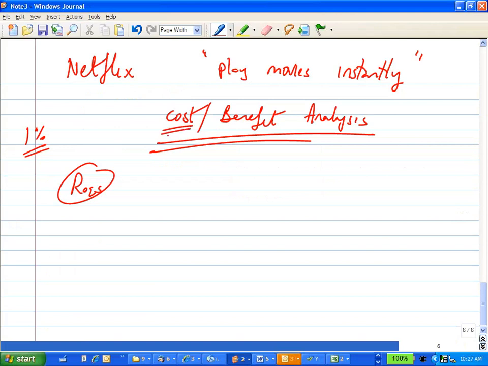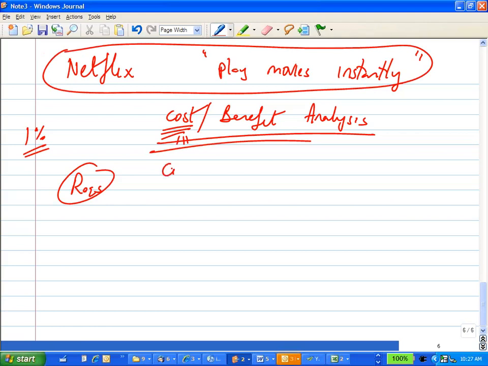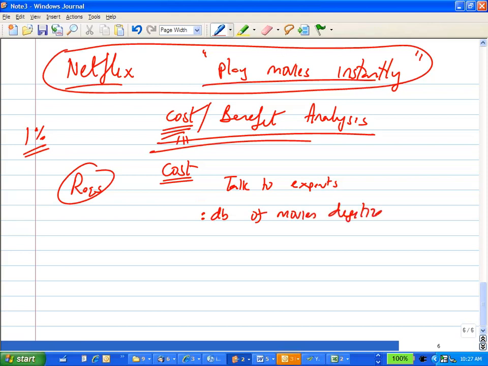So if you were a project manager asked to do cost-benefit analysis for Netflix play movies instantly, how will you figure out the cost? Again, you'll talk to the experts, having some idea in mind. You can't just go and say, give me the cost. You'll have to brainstorm with them. What are the costs involved in this, guys? Can you tell me? Database of movies, digitized movies. One movie is usually 8 GB in good quality, right? Multiplied by 100,000 movies, 80 terabytes of data. That's a lot.